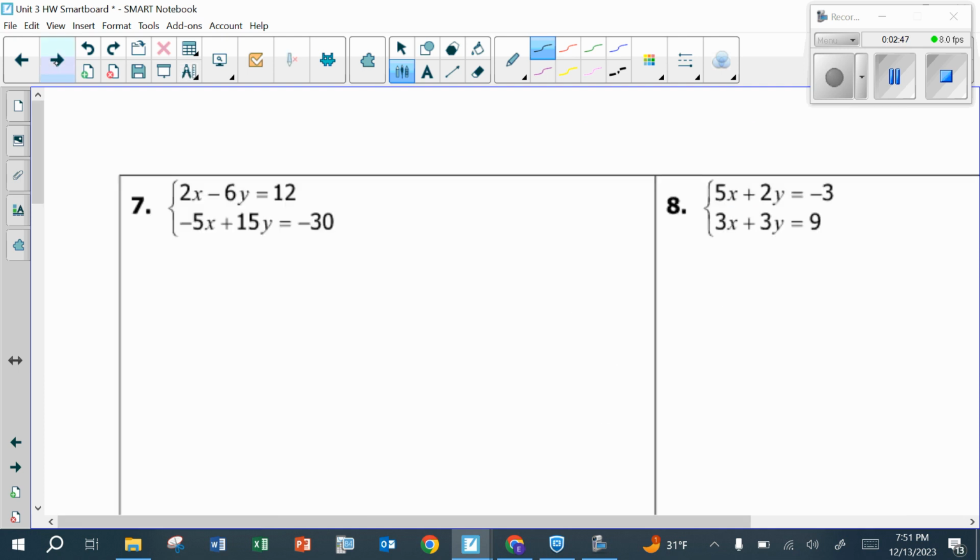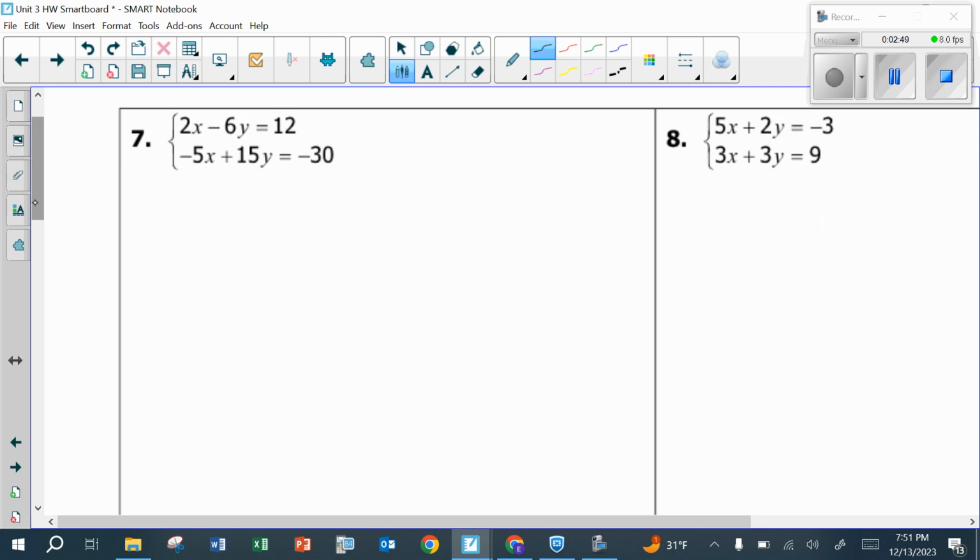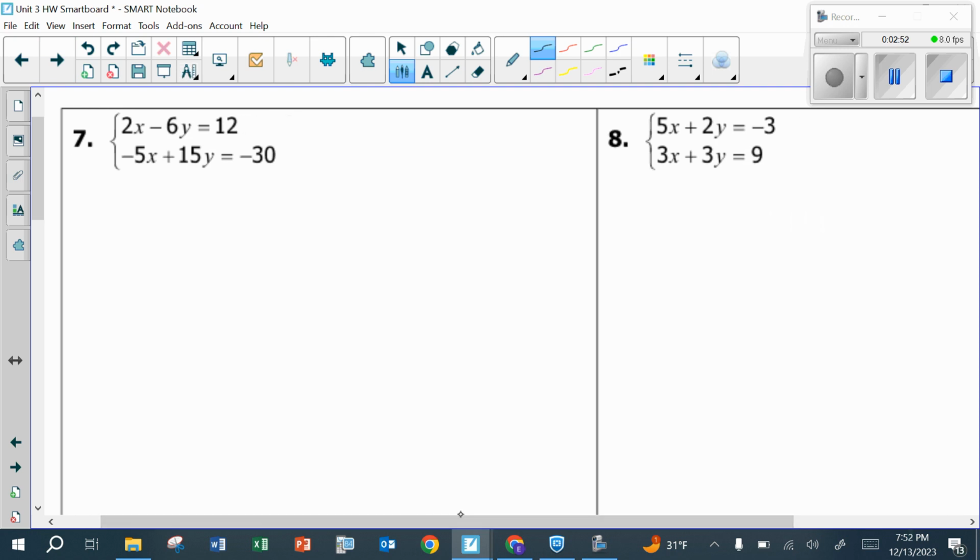Okay, then you had to do 7, 8, and 9. Okay, so 7 is one of those problems where you have to multiply both equations. There's nothing you can multiply 2 by to get a 5, nothing you can multiply 6 by to get a 15. So I would recommend just multiplying the top and bottom equations by the coefficients of those first terms. So I'm going to multiply this by 5 and multiply this by 2. I didn't have to multiply anything by a negative number because 2x and negative 5x already have opposite signs.